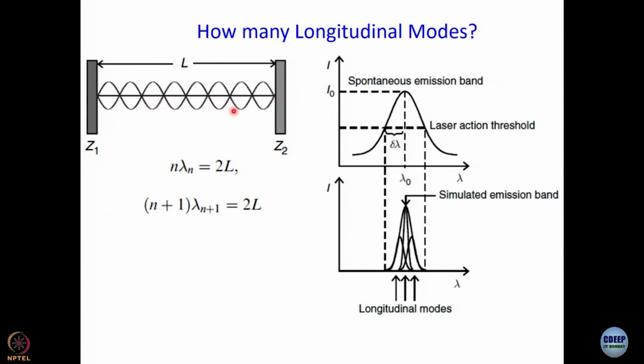Okay, this is the laser cavity we have discussed many times. Here, let us say this is the spontaneous emission band, intensity versus lambda. Let us say spectral maximum is at lambda 0, and let us say delta lambda is half width at half maximum. See, what will happen is stimulated emission band is always narrower than spontaneous emission band. The energy density matters, isn't it? Energy density of this light is going to be very small. Energy density of this is maximum.